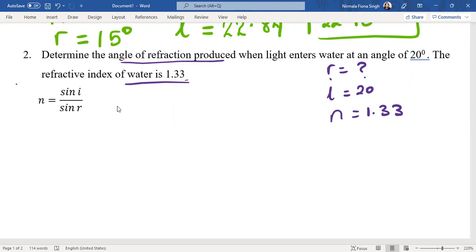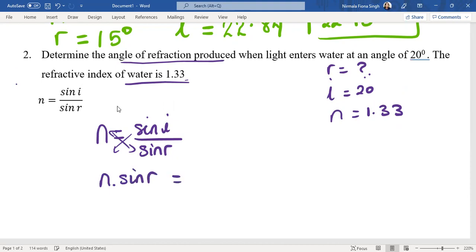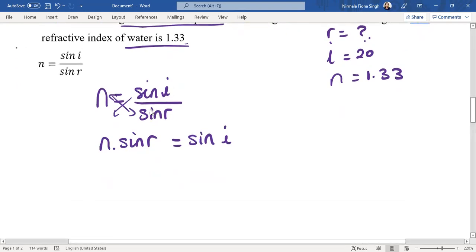So I want to find what is R. So I have here N is equal to sine of I over the sine of R. Now what we can do is cross multiply first, and we're going to end up getting N times sine of R is equal to sine of I. But I don't want N multiplied by sine of R. I want R on one side and everybody else on the other side of the equation. So how do I get rid of a number that is being multiplied in front of another number? Because remember this.